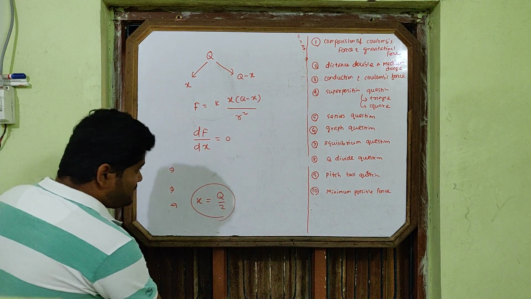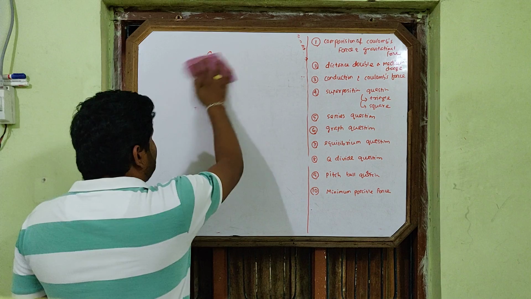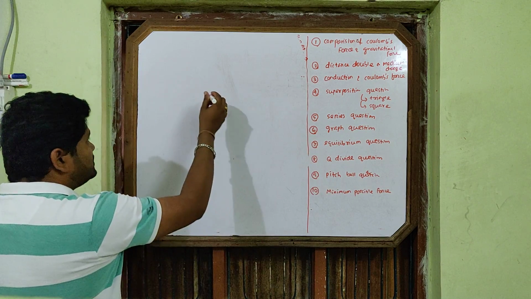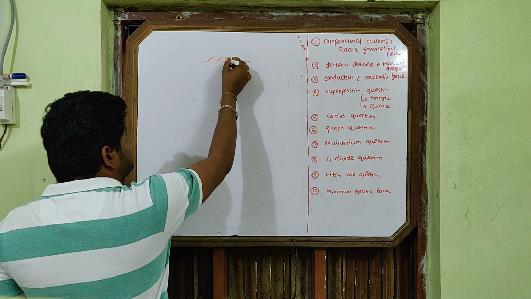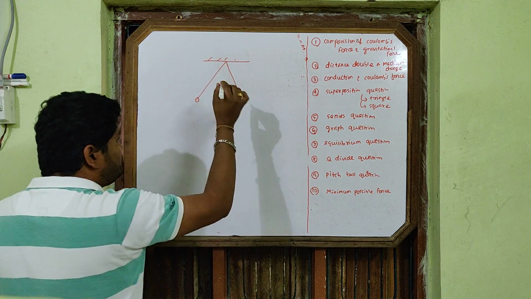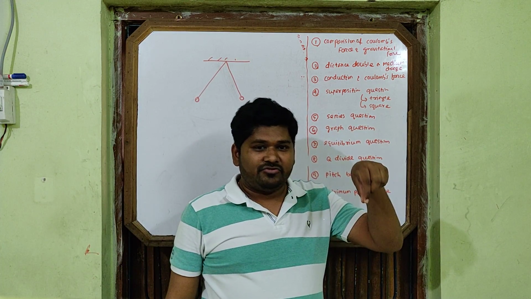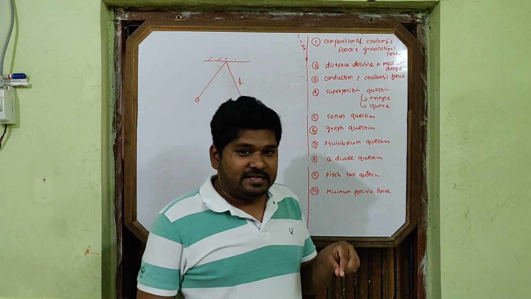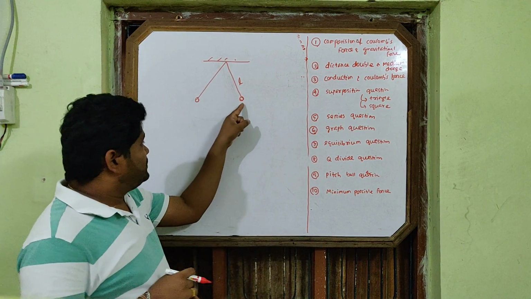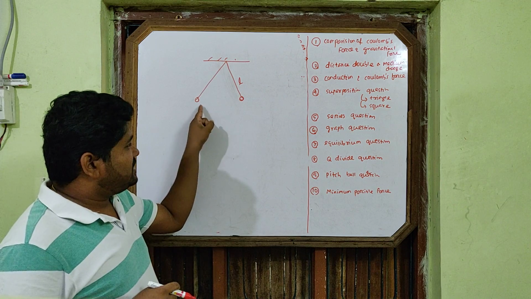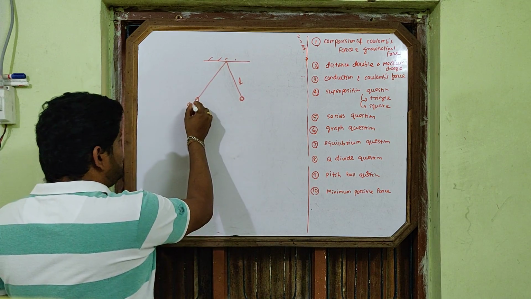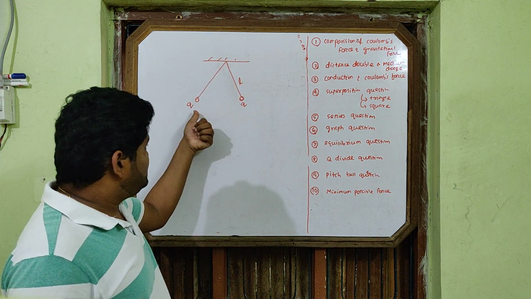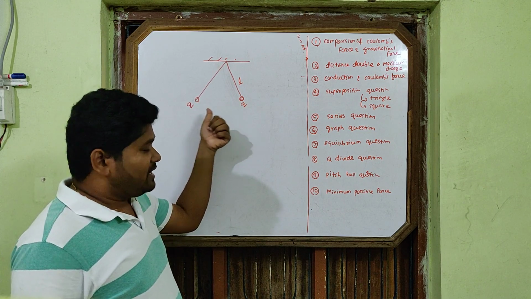Coming to the next question, the pith ball problem. Pith ball actually has 3 questions, but I will discuss one question from it. Concept number 9: 2 like charges are hung from a point with the help of a string of length L. These are called two pith balls, equally charged. The charges are of equal nature and equal magnitude. They may not be of equal magnitude, it doesn't matter, but generally it gives equal magnitude.